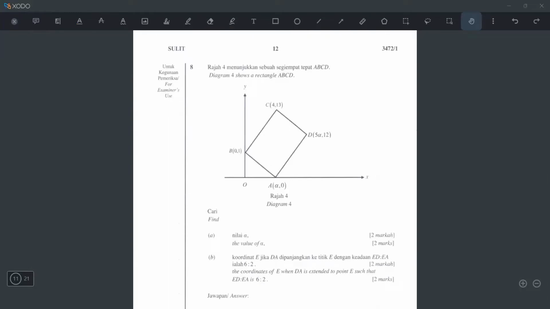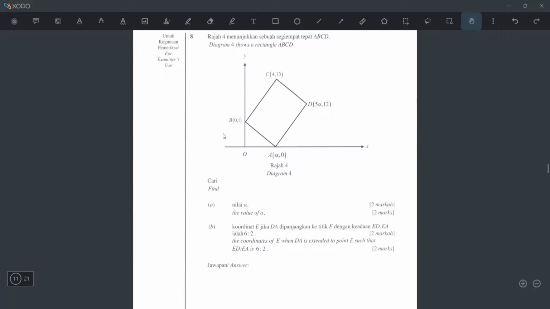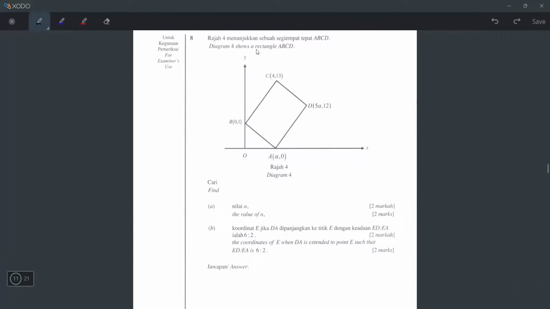7, yep. Okay, let's continue with number 8. Right, we're already halfway, right? So yeah, let's go. Diagram 4 shows a rectangle ABCD. If it's a rectangle, it means opposite sides are the same length, and you also have to know they're parallel.